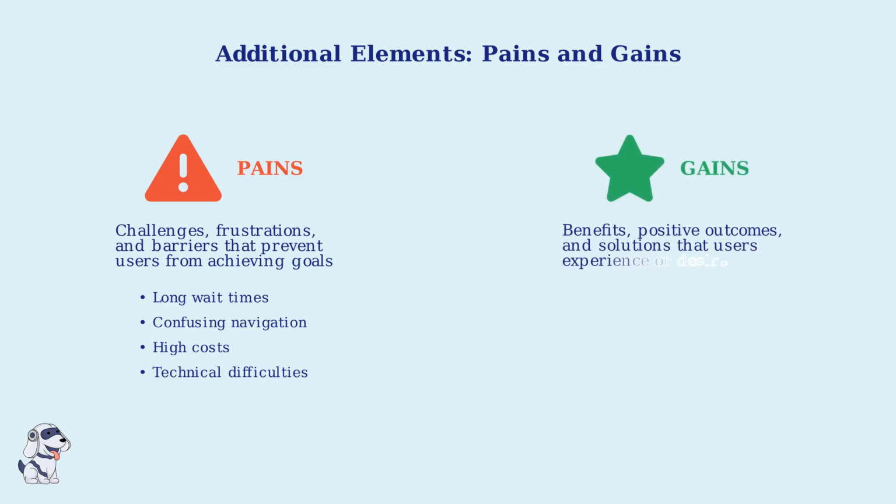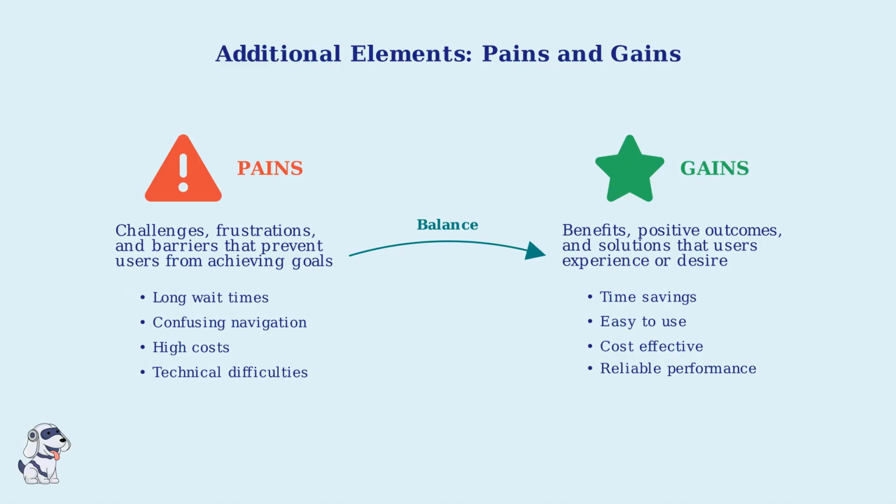Gains represent the benefits, positive outcomes, and solutions that users experience or desire. These include time savings, ease of use, cost effectiveness, and reliable performance. Understanding both pains and gains helps create a balanced view of the user experience, showing what to minimize and what to maximize. Let's see how pains and gains integrate into a complete empathy map structure.